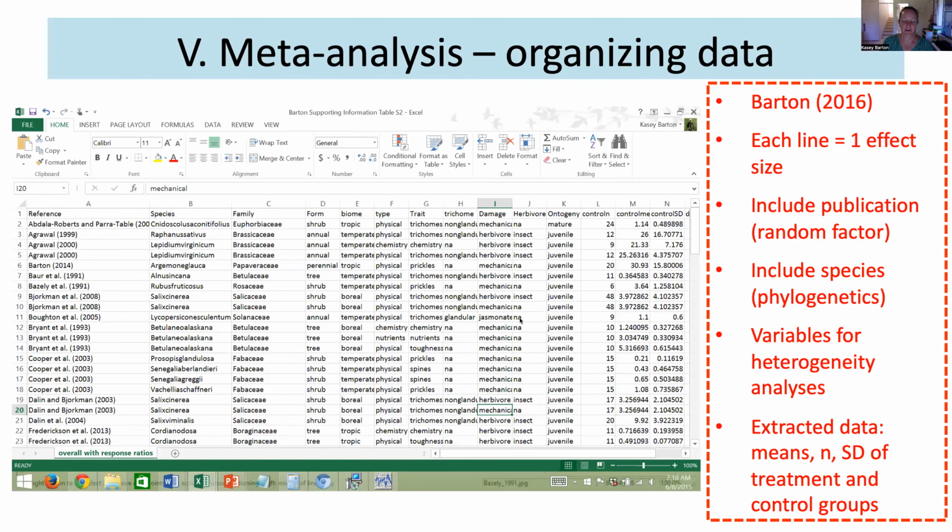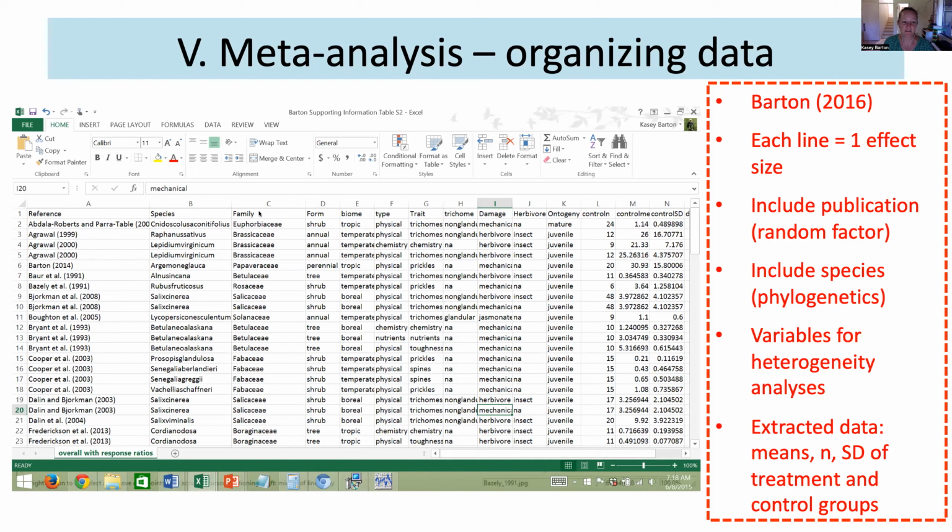And then ultimately, all this extracted data goes into a database, right? So this is a meta database from a meta-analysis that I published in 2016. I'm including reference because I'm going to incorporate that as a random variable to account for multiple effect sizes that I extract from a single paper. And then all these variables are things that I think might matter in terms of variability across the studies.